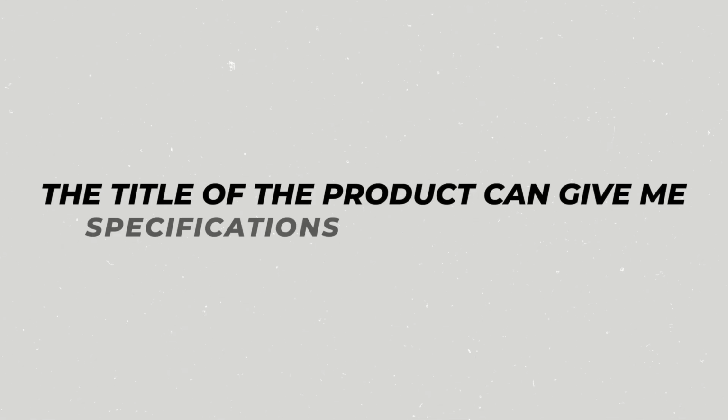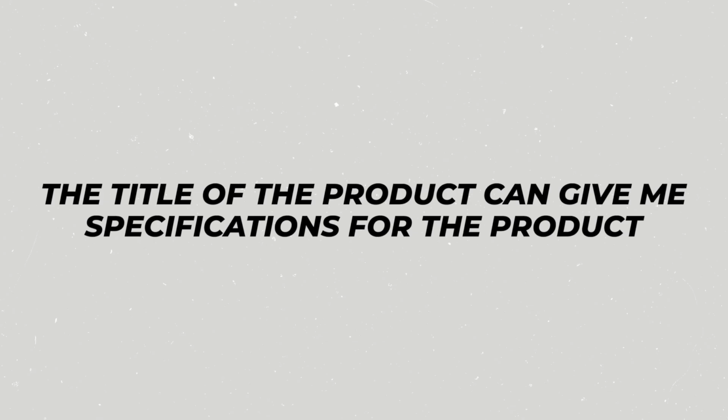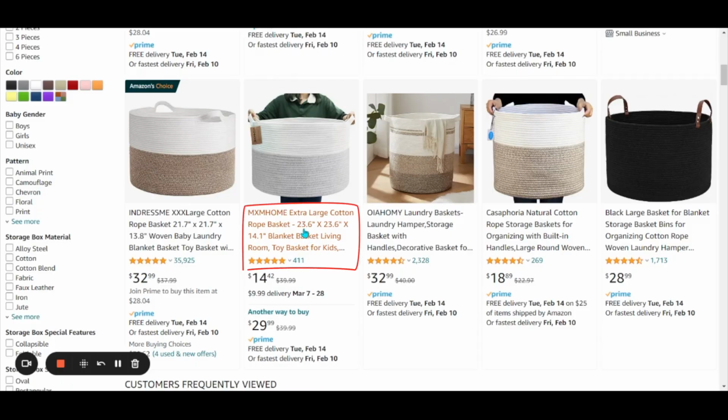The title of the product can give me specifications for the product. For example, this product is 23.6 inches by 14.1 inches, and this one is 21.7 inches by 13.8 inches. And obviously, guys, when you're shopping for a product, price is critical. Prime, Amazon has made it the standard to deliver products quickly. Would you rather wait 2 weeks for a product or get your product within 2 days?